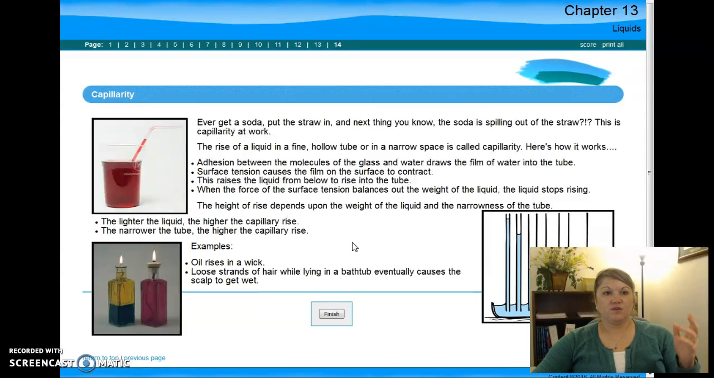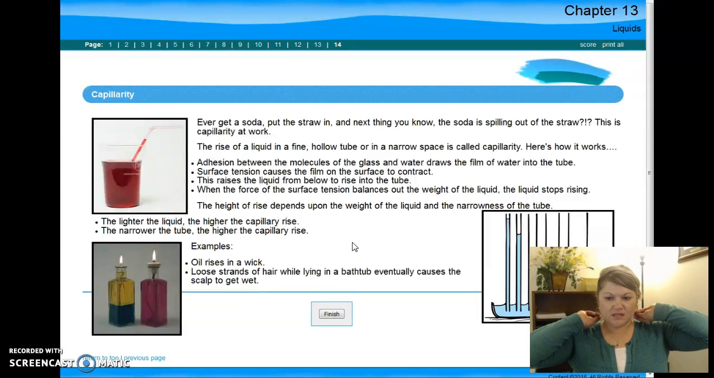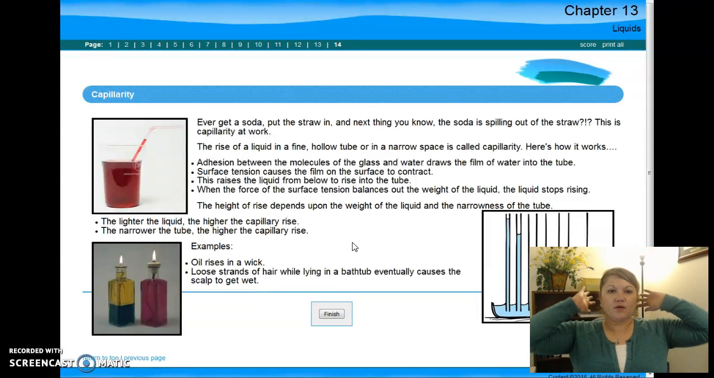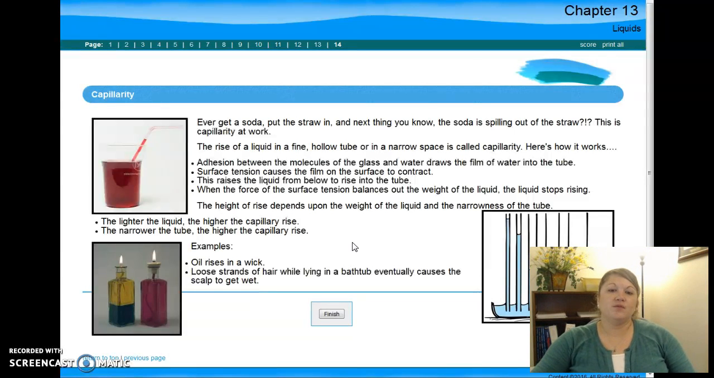That's the same way, if you've ever, girls, got your hair piled up on your head, but you got a few little straggles down here, and you lay back in the tub. When you get out, you're thinking, how'd my hair up here get wet? It sucked it right on up. That's capillarity.